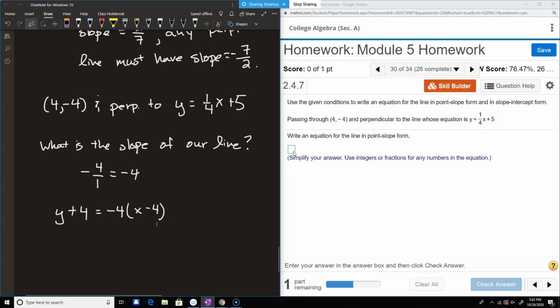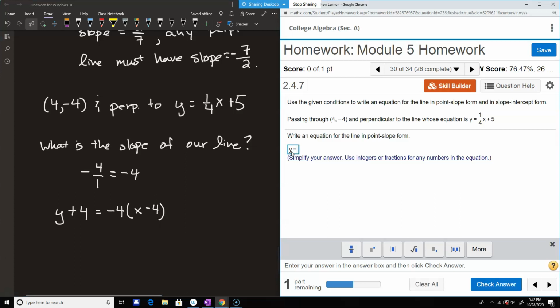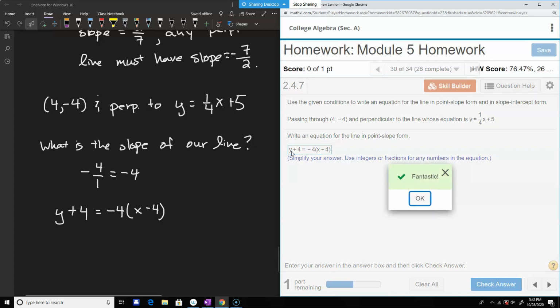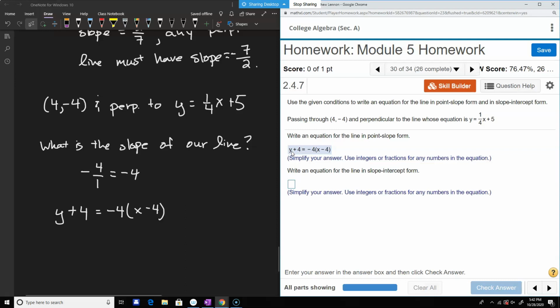Anyhow, let's go ahead and write this in. Y plus 4 equals -4 times x minus 4. And then we'll want to solve for y again. So we have y plus 4 equals -4x plus 16. And then we want to subtract 4. So we have y equals -4x plus 12.